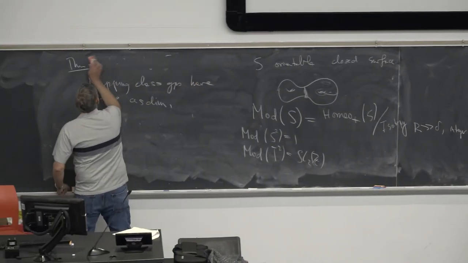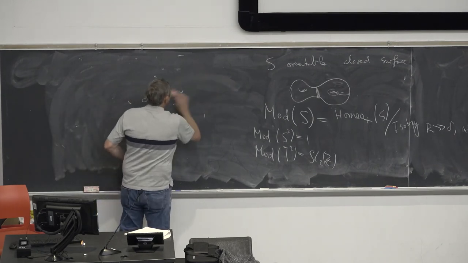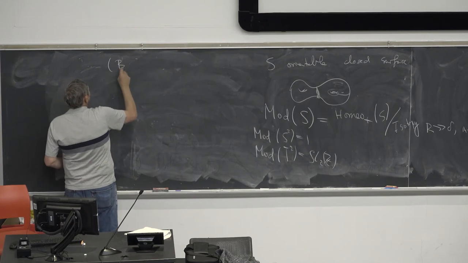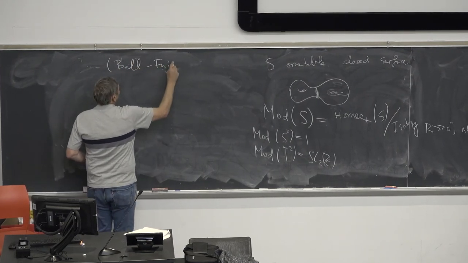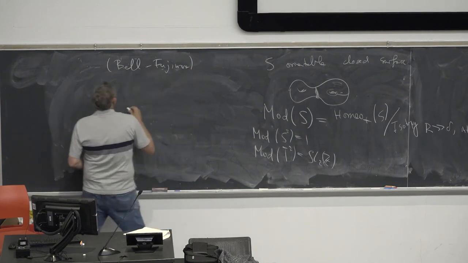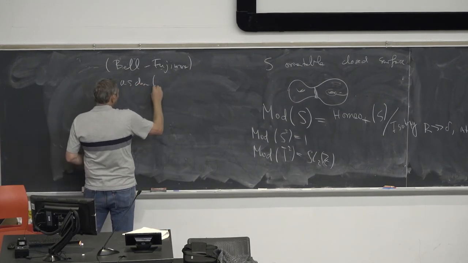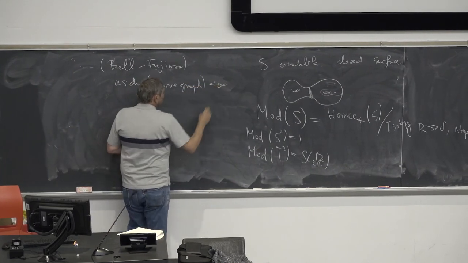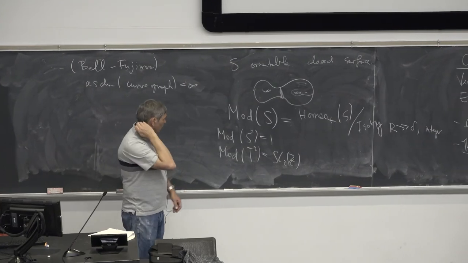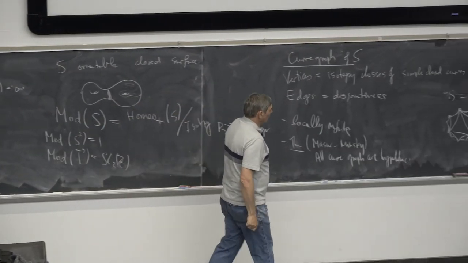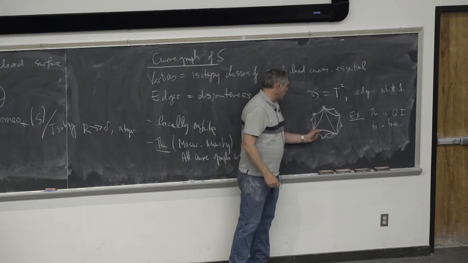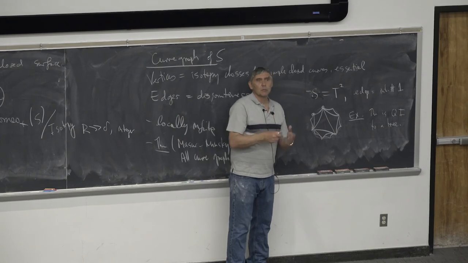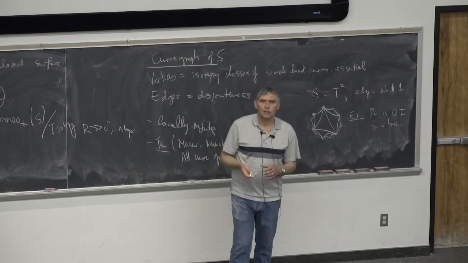for this theorem is the fact that these curve graphs have finite asymptotic dimension. This was proved by Bell and Fujiwara. Asymptotic dimension of any curve graph is finite. And this proof mimics Gromov's proof for hyperbolic groups. The place where it doesn't work is because these balls of radius 2 delta have infinitely many points. So if you just follow Gromov's proof, you'll be proving that asymptotic dimension is less than or equal to infinity, which doesn't buy you anything.